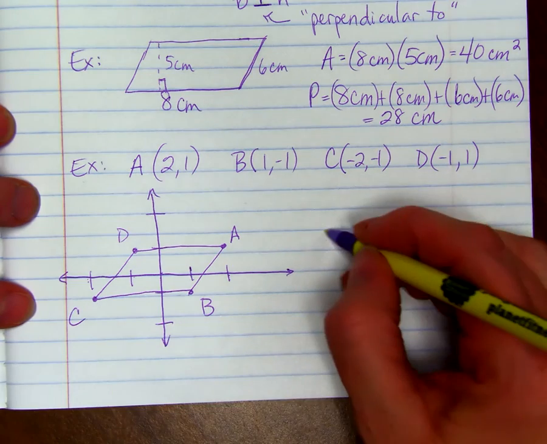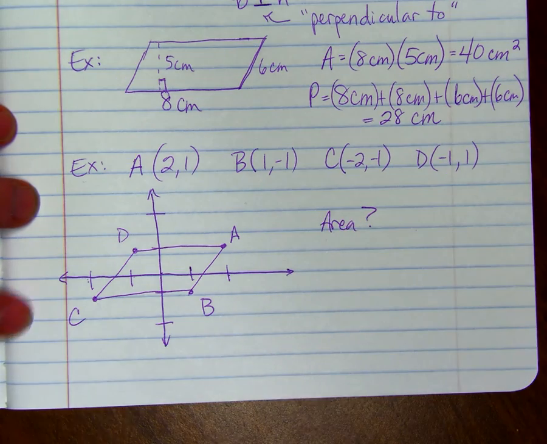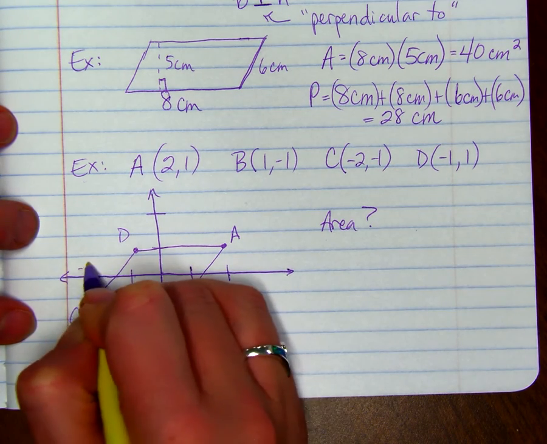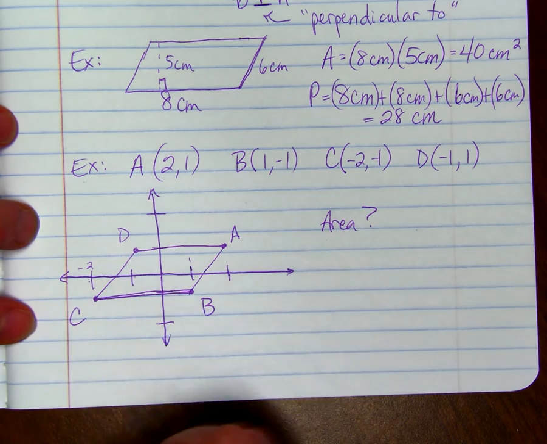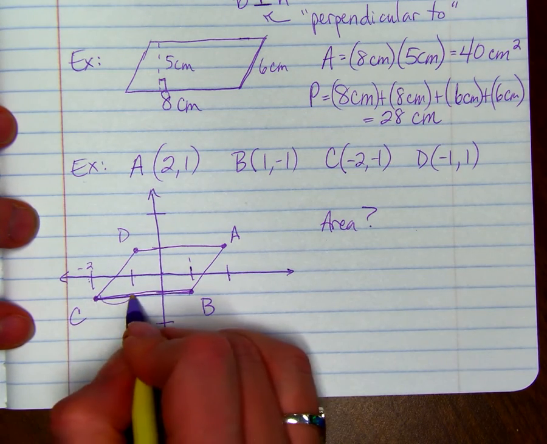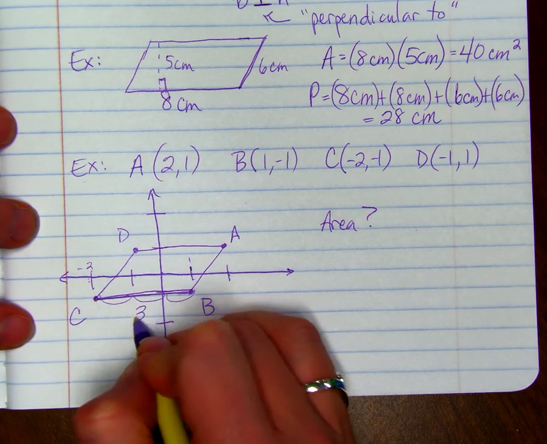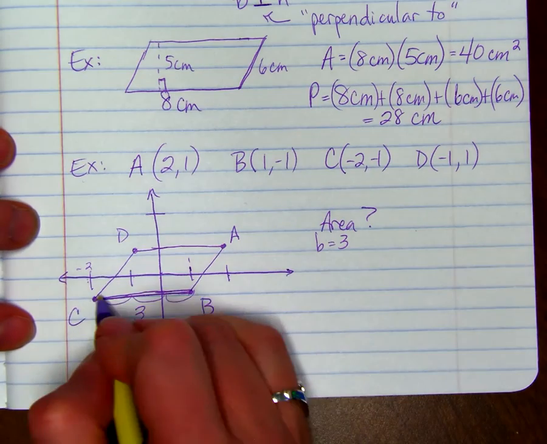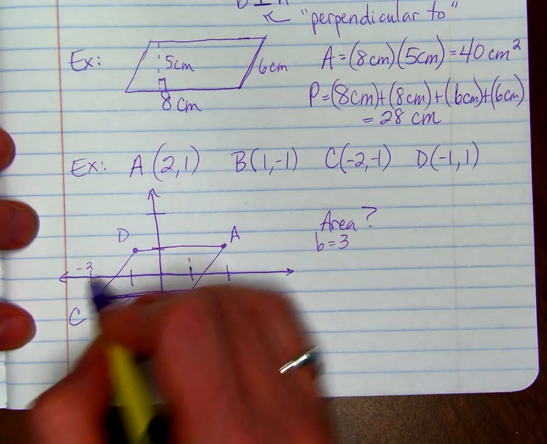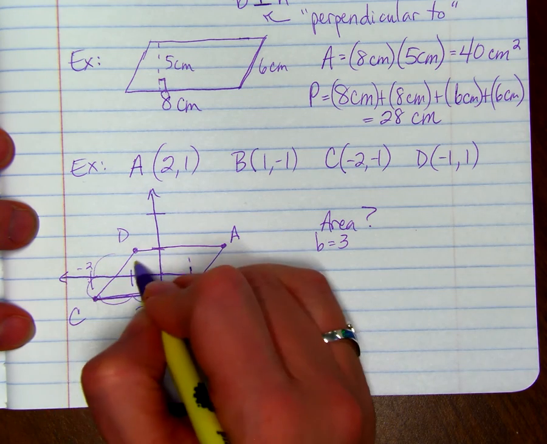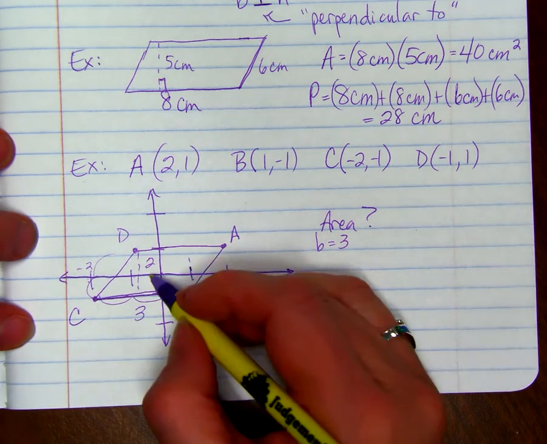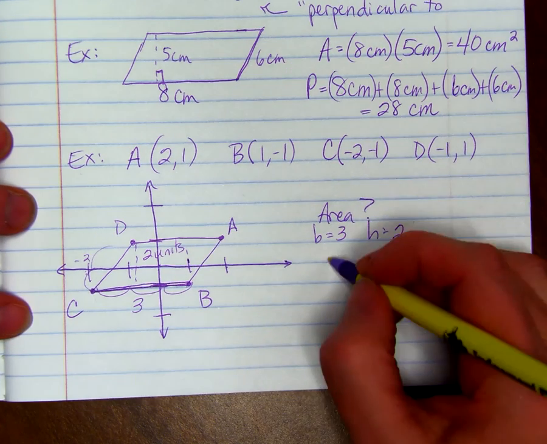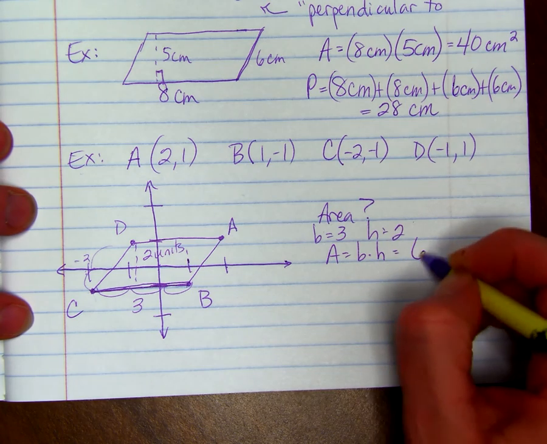What is the area? Well, our base goes from C, which is at negative 2, to B, which is at 1, and that's 3 units. 1, 2, 3. So the base is 3. Let's put over here B equals 3. And the height goes from negative 1 to 1, so the height is 2. It's perpendicular. Remember, it's got to be 2 units up. So the height is 2. So the area will be base times height, or 6 units squared.